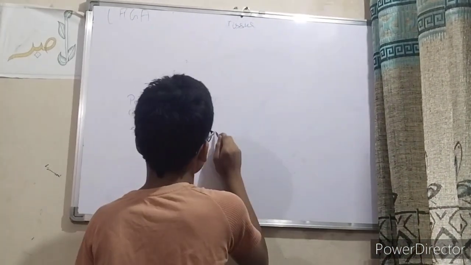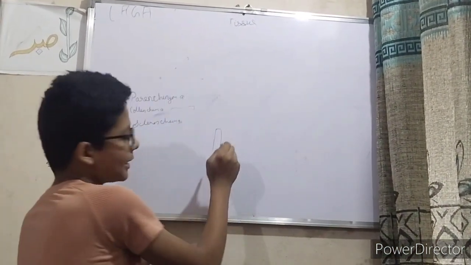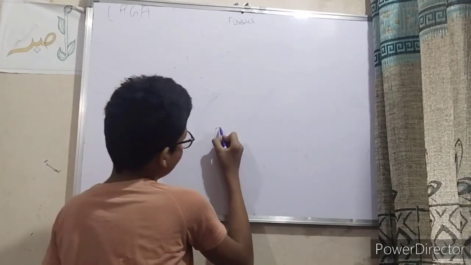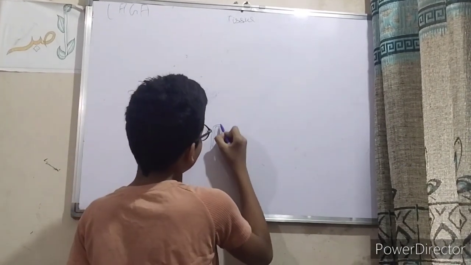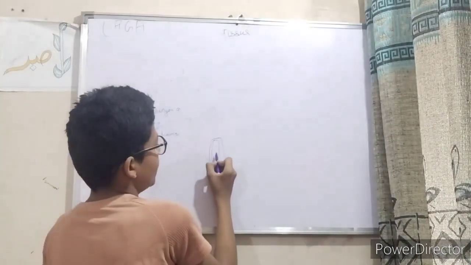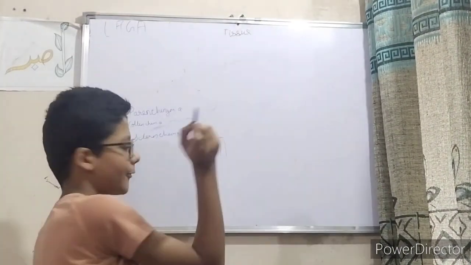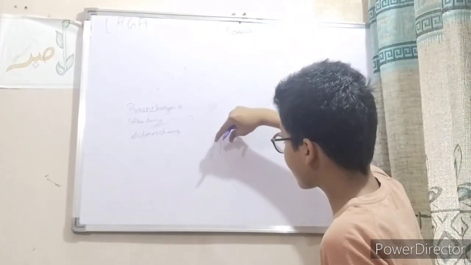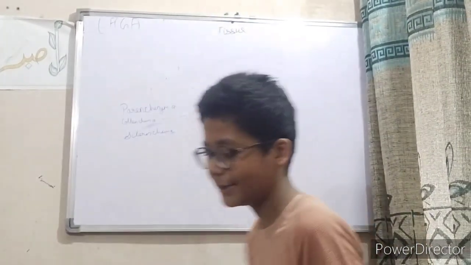Let us suppose this is the stem of the plant, and in this, suppose this is the stem. It is the inner part of it. These are sclerenchyma. It is responsible for the growth of the plant and strength of the plant.